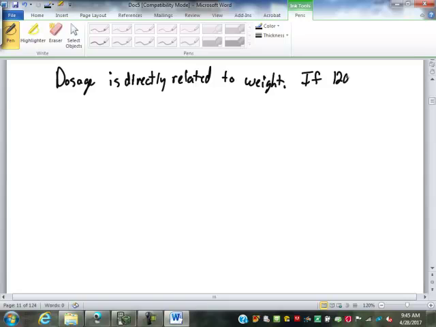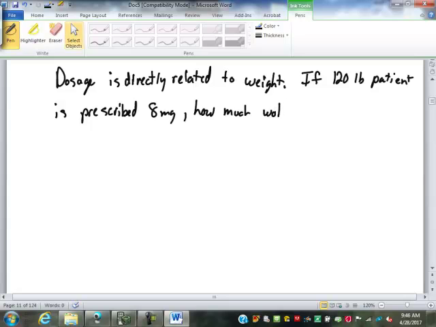If a 120-pound patient is prescribed 8 milligrams, how much would be prescribed for a 180-pound patient?